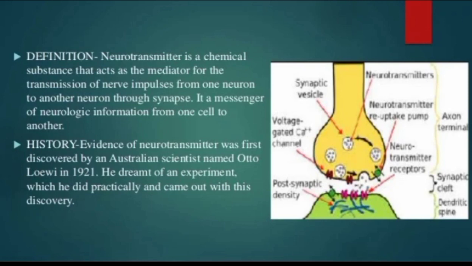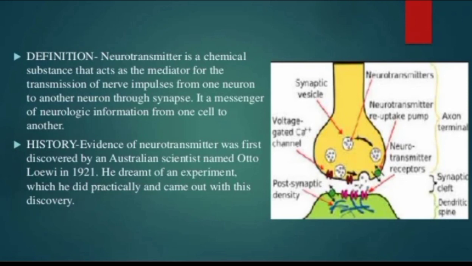So we start with the neurotransmitter definition. A neurotransmitter is a chemical substance that acts as a mediator for the transmission of nerve impulses from one neuron to the other neurons through synapses. It is a messenger of neurological information from one cell to the other cells.